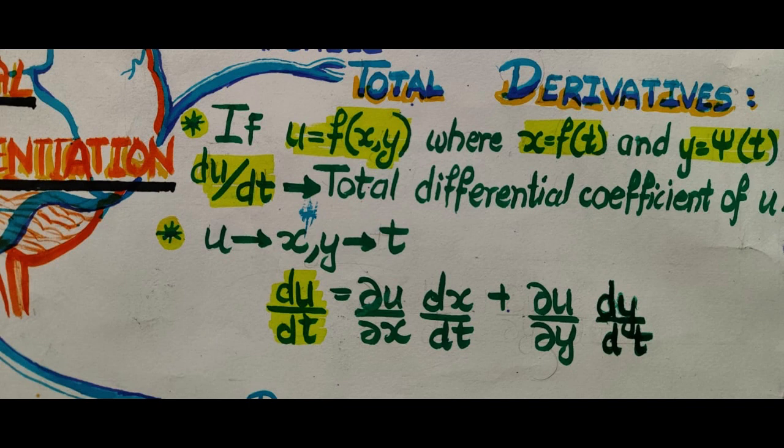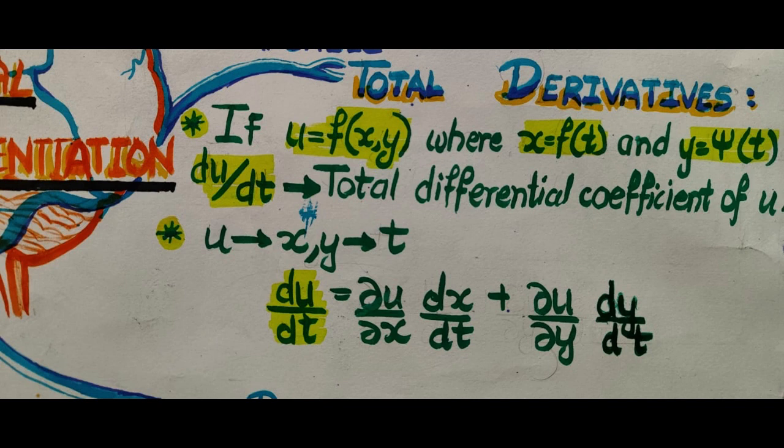If u is a function of x and y, where x is a function of t and y is a function of t, then we can express u as a function of t alone by substituting the values of x and y in u. This du upon dt is called the total differential coefficient of u, or the total derivative. The total derivative of u with respect to t is du upon dt.